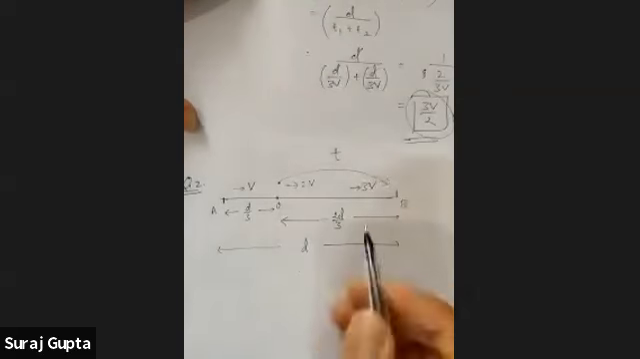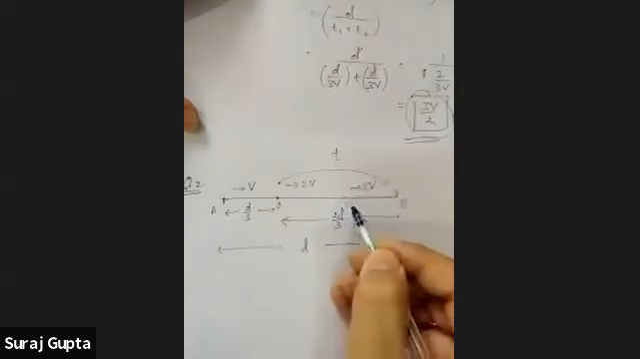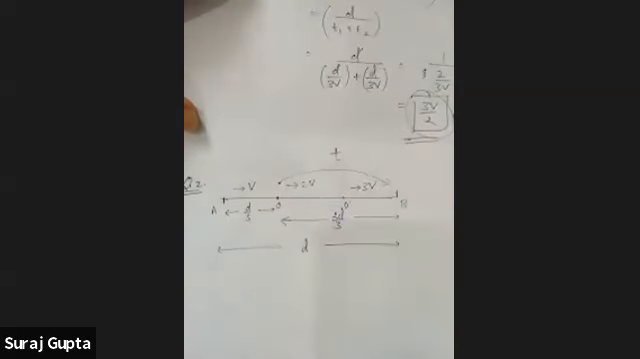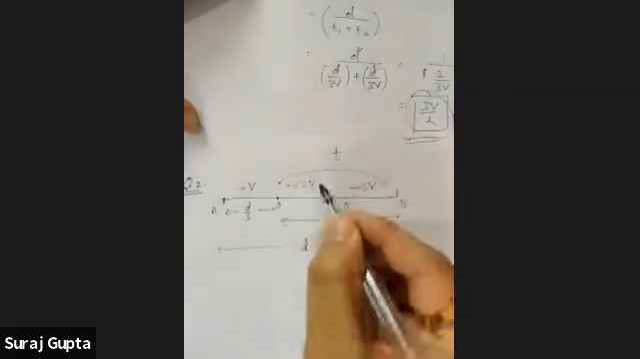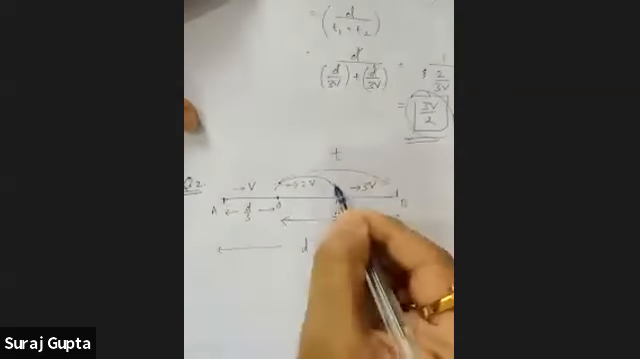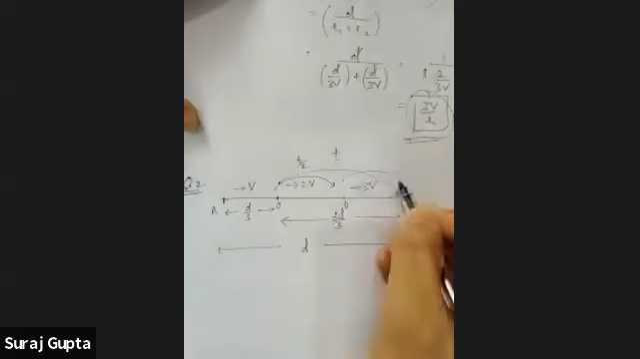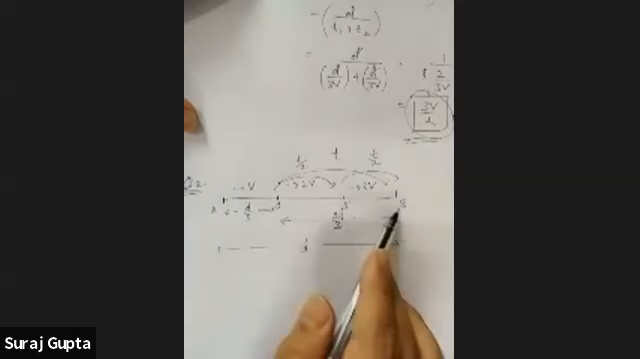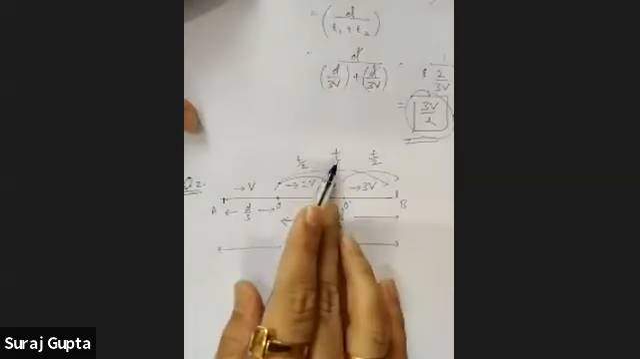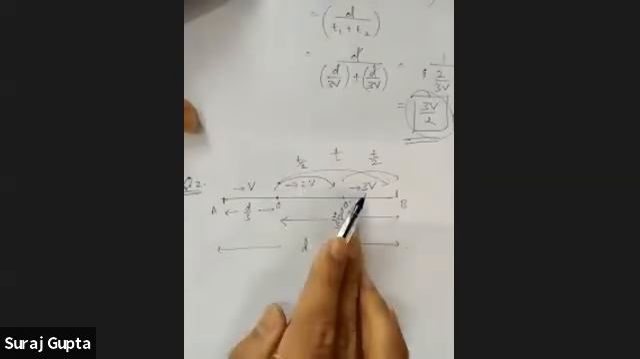Let's say there is some point O dash. From O to O dash, the particle takes time t by 2, and then from O dash to B, the particle takes time t by 2. Basically, the time taken from O to B is t, I assume. Half of the time the particle travels with 2v, another half of the time with 3v.